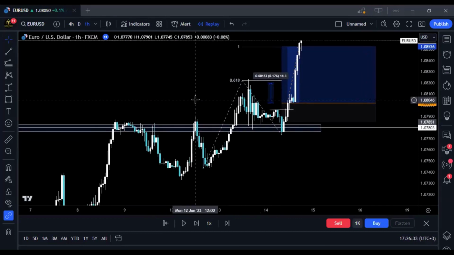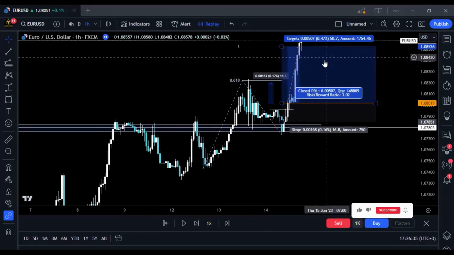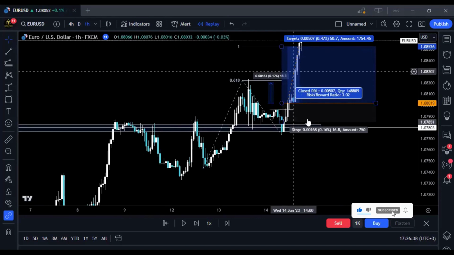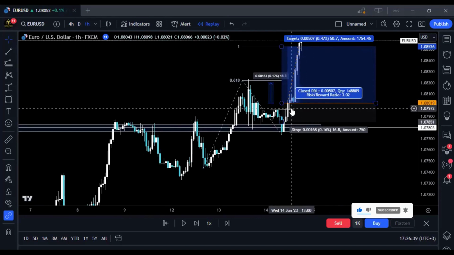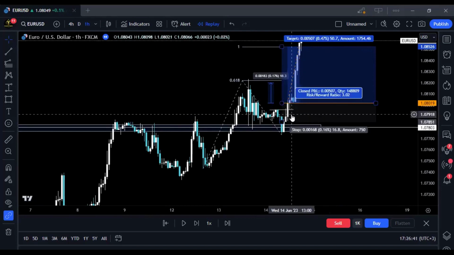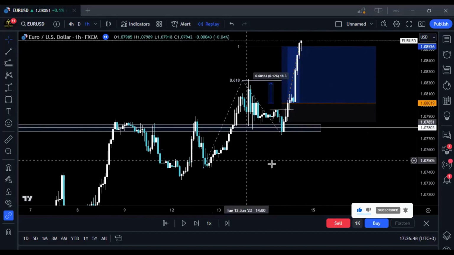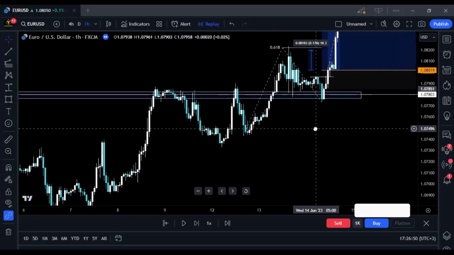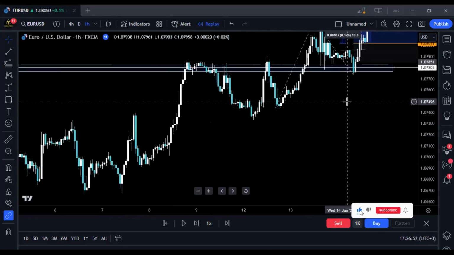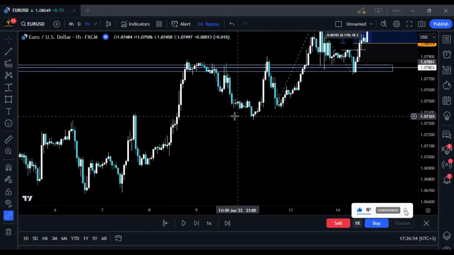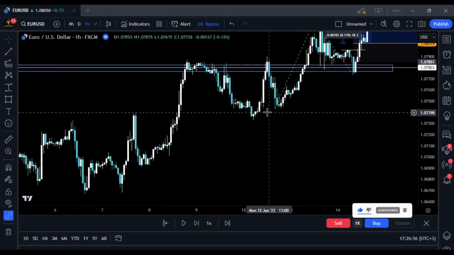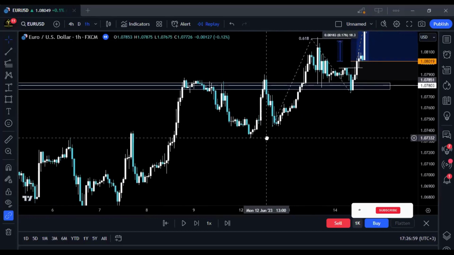Which trade did we take? This trade, we didn't take it. I'm not sure why I didn't take this trade, because it was a beautiful trading opportunity. Everything aligned perfectly. I don't know why I didn't take it. But obviously we did take a trade on June 13th. Let's see how it played out and see what we actually got from it.